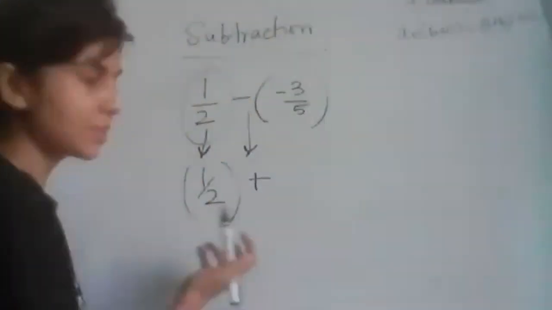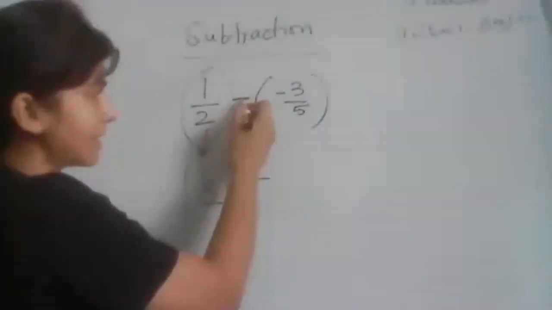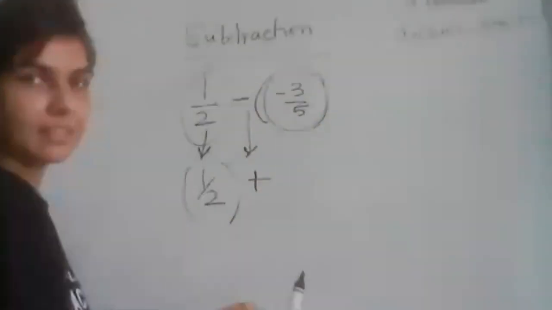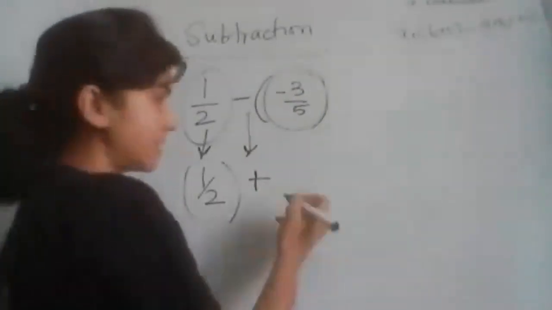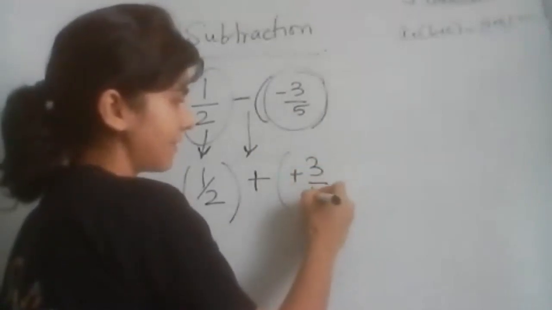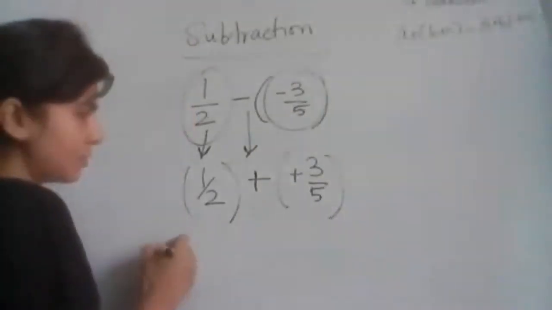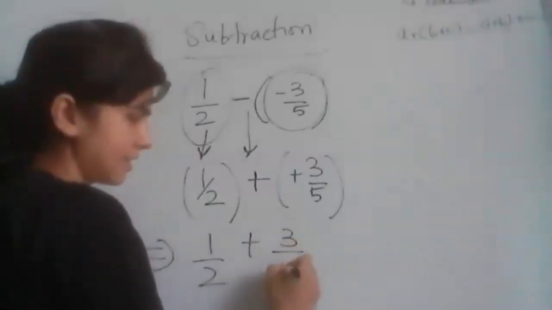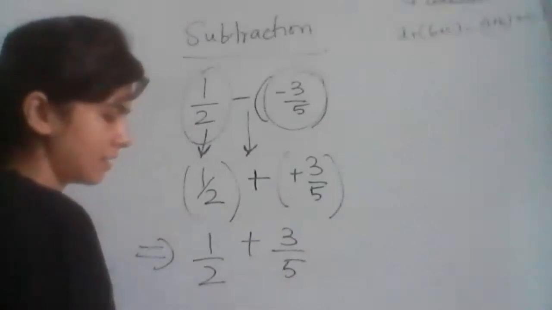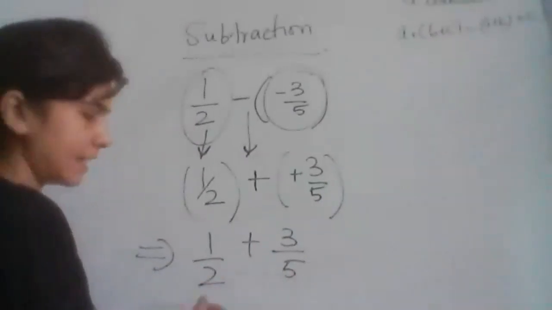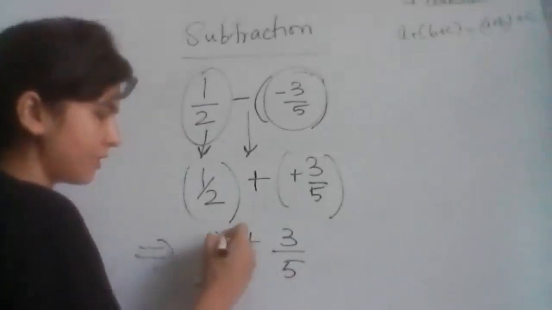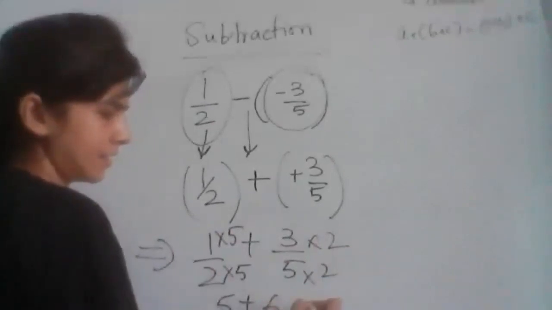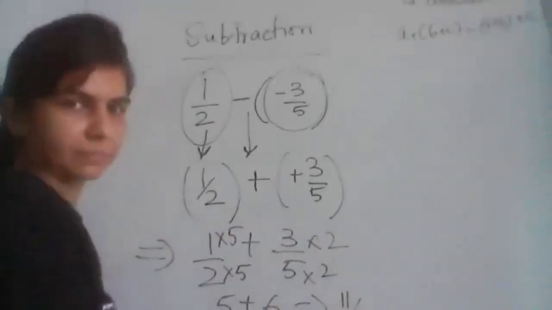Okay, cool. So in 1 by 2, the minus sign you will change into plus. You will take the additive inverse of minus 3 by 5. What is the additive inverse of minus 3 by 5? It will be plus 3 by 5. So now you have to solve as you add rational numbers. Again, 10 as the LCM, and this into 5, that is 5 plus 6 will be 11 by 10.